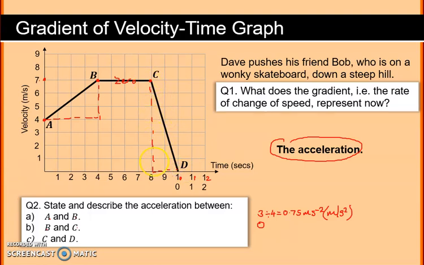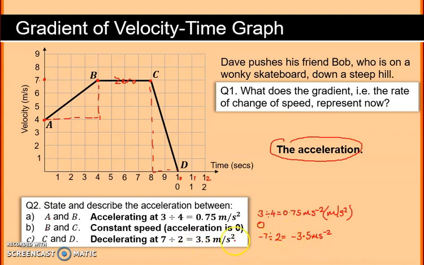It goes down 7, so it's minus 7 divided by how many seconds? 2 seconds to do it. So that's got a deceleration, or an acceleration, I suppose, of minus 3.5. But you could easily call that a deceleration of 3.5. I called it a deceleration in the answers, of 3.5.